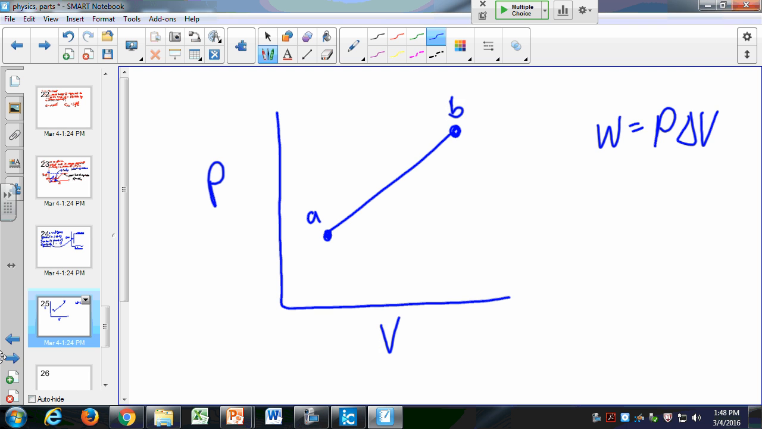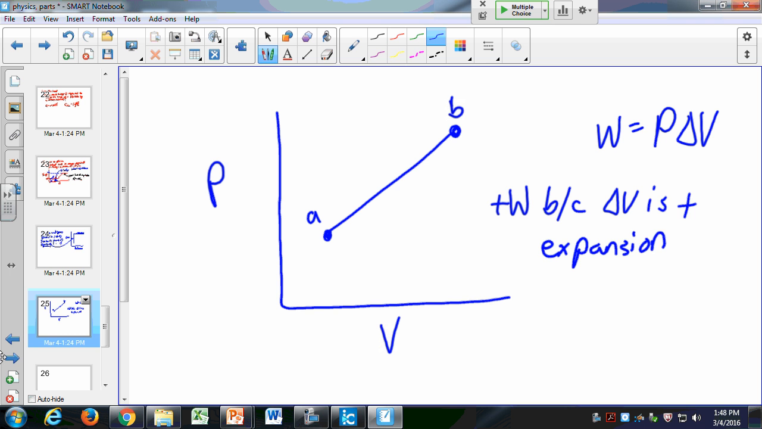If the volume is getting bigger, it is doing work. Like think the piston in the engine. When the volume expands, that means that the gas is doing work. The system is doing work. So in this case, I'm going to have a positive work because delta V is positive. My volume is getting bigger. This is an expansion. And I know it's an expansion, y'all, because look, I start at one volume down here and I get bigger. So my volume is getting bigger when I go from point A to B.